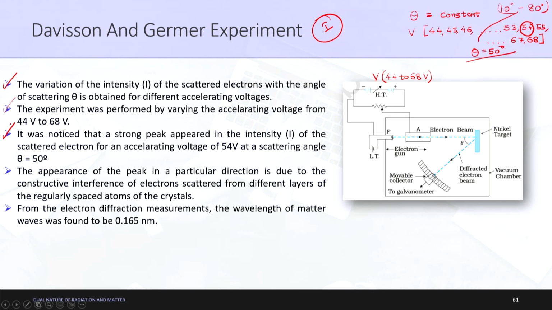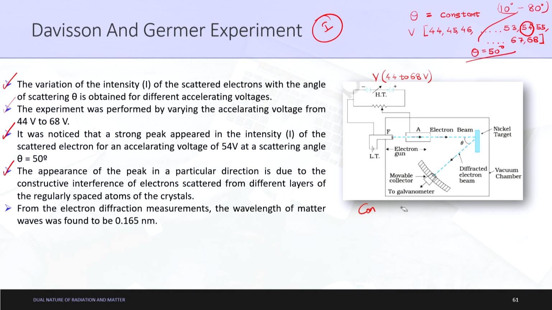The appearance of the peak in a particular direction is due to the constructive interference of electrons scattered from different layers of the regularly spaced atoms of the crystal. For the basic concept of constructive interference, you may look at the wave nature of propagation, where it is explained in detail what constructive interference and destructive interference are.